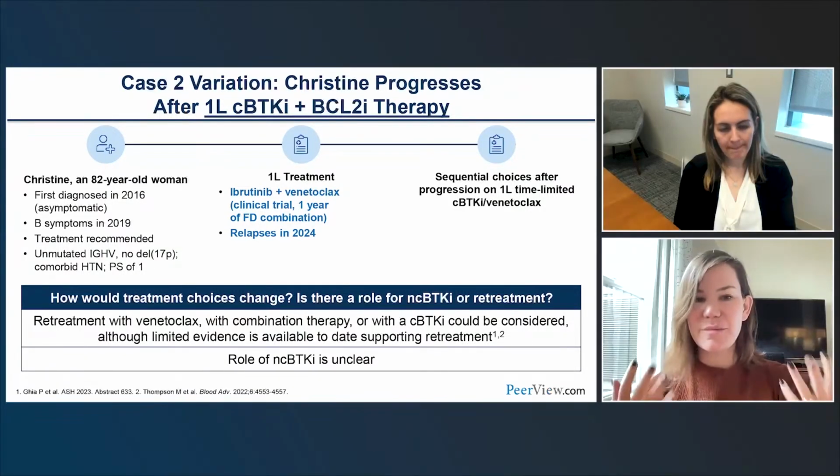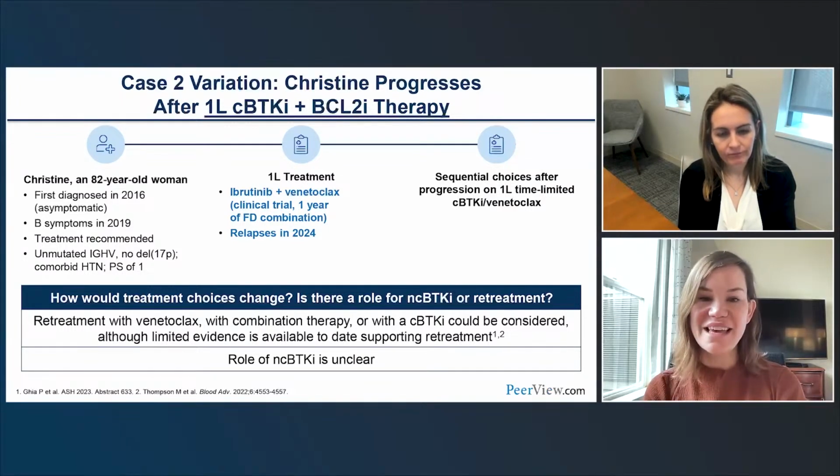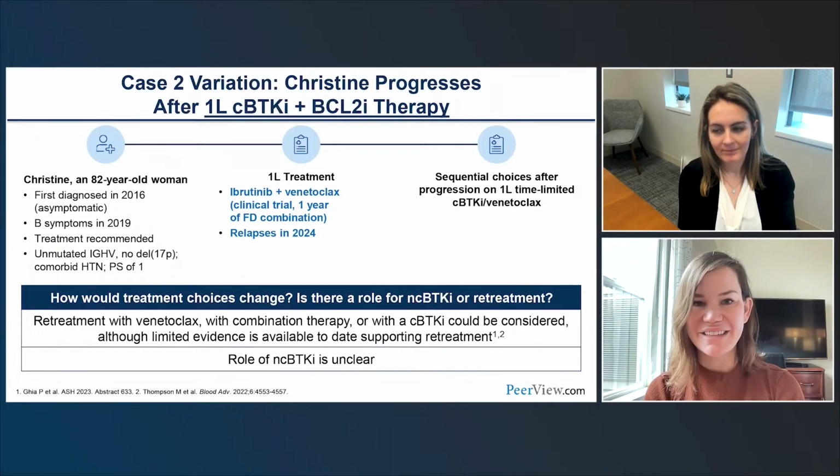So how would our treatment options change? I think we may see some of these patients in the clinic. A lot of patients have been treated with these combinations. Dr. Thompson, would you like to discuss a few of your thoughts on what her options might be?